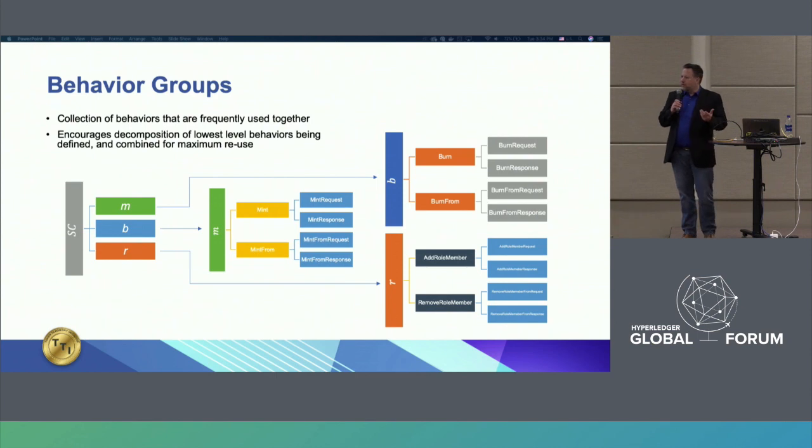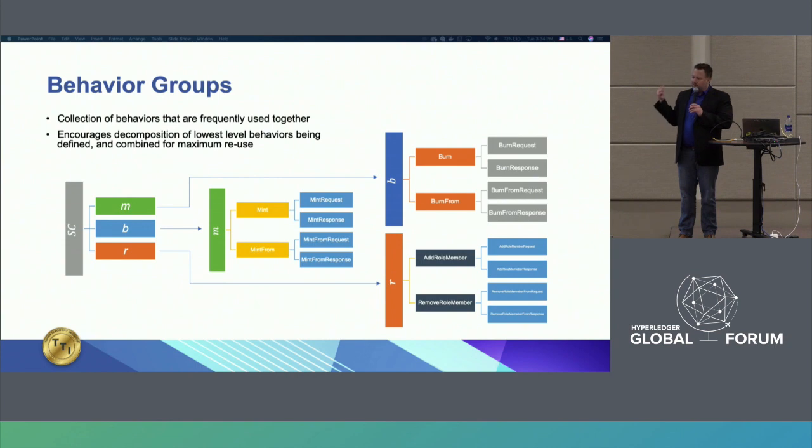Behavior groups are just shortcuts. Sometimes you'll see behaviors that go together all the time. Building composition frameworks is a delicate balance of knowing when to stop decomposing things, because you could decompose things so much they're not quite usable.